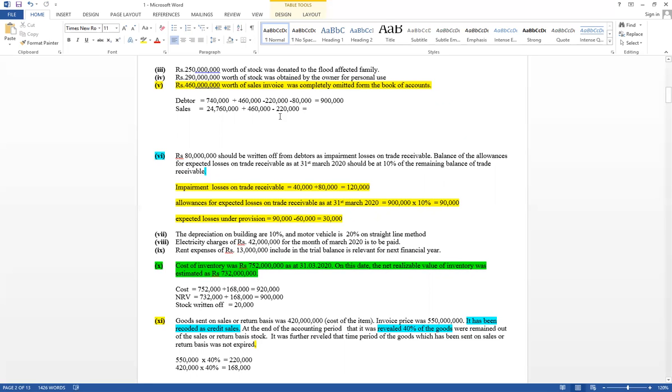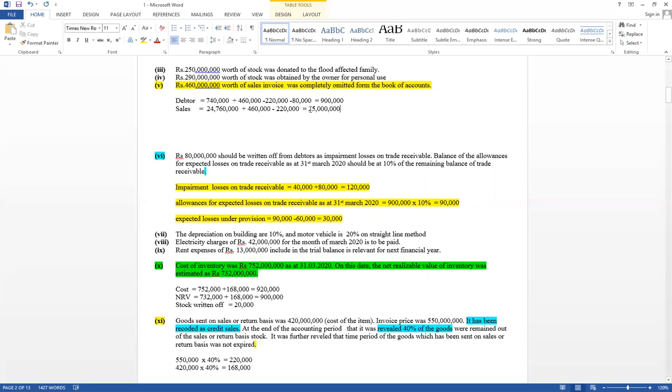Correct sales value. Therefore, 24,760 plus 460 minus 220. Correct value equal to 25,000, 25 million.